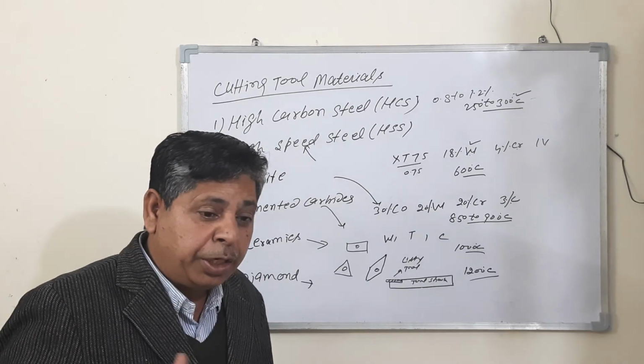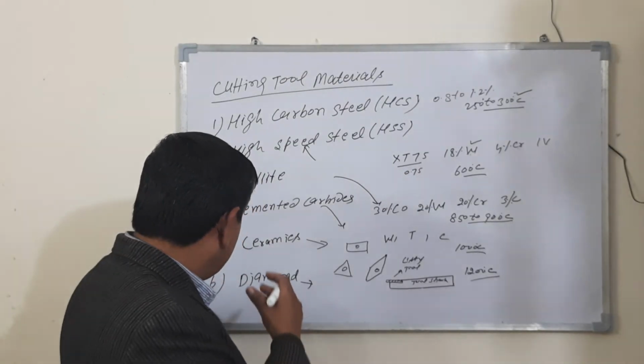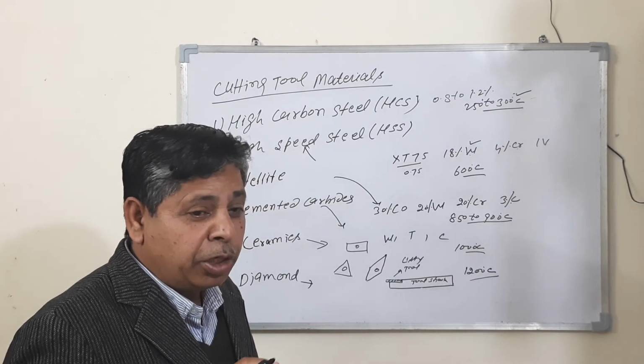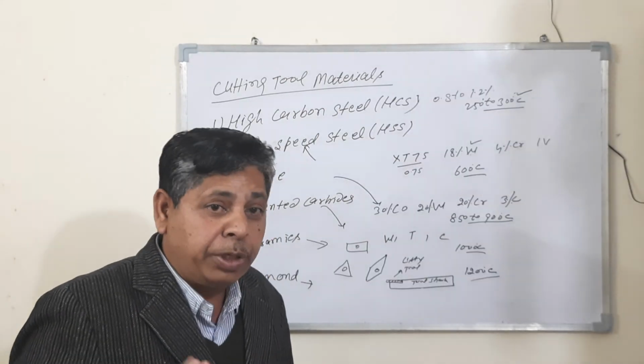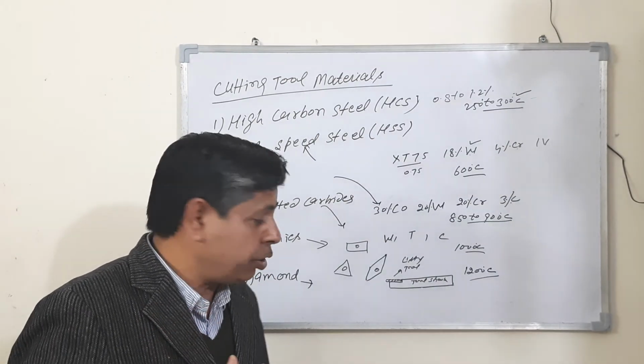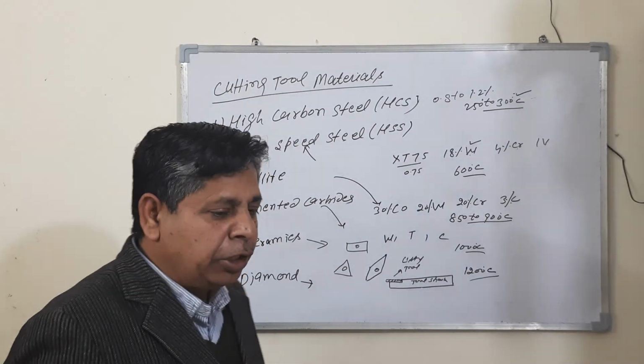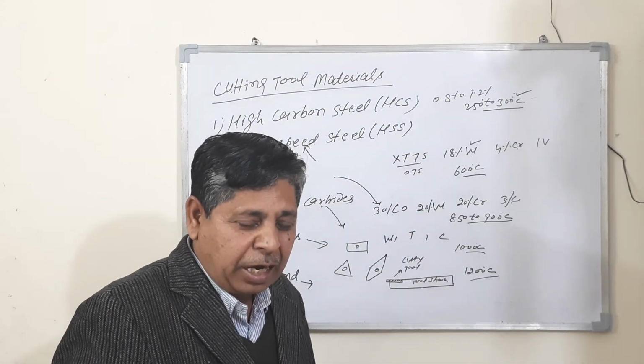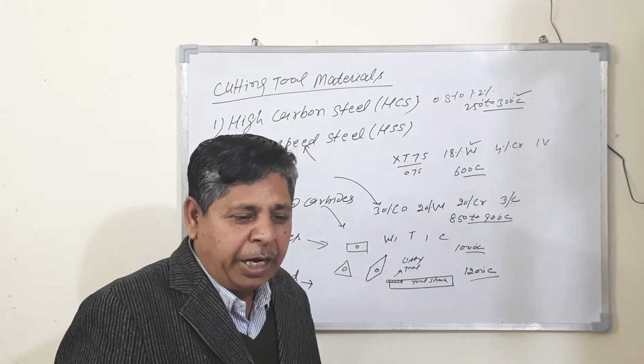Due to being hard and brittle, diamond is very costly. So diamond tools are not used for general purposes due to the hardness, brittleness, and high cost. The diamond tools are generally used for cutting glass, cutting marble, and also for dressing the grinding wheel.